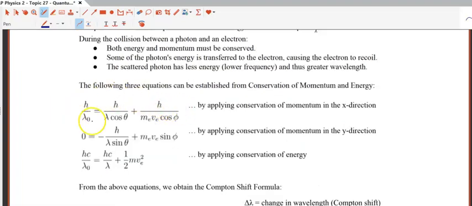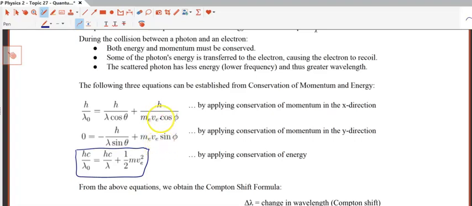Using the conservation of momentum in the x direction, that's the initial momentum in the x direction, and this is the momentum of the photon that's been reflected in the x direction, right? And then this is the momentum of the electron. And then this is the momentum along the y-axis. And then here, this is just conservation of energy. I would say out of these three equations, probably the most important one would be utilizing the energy formula. This is the energy of the incident photon, reflected photon, and the kinetic energy of the electron.